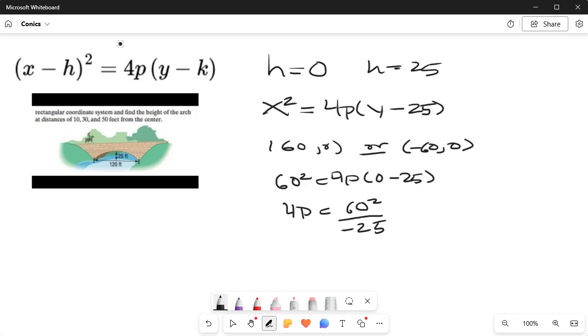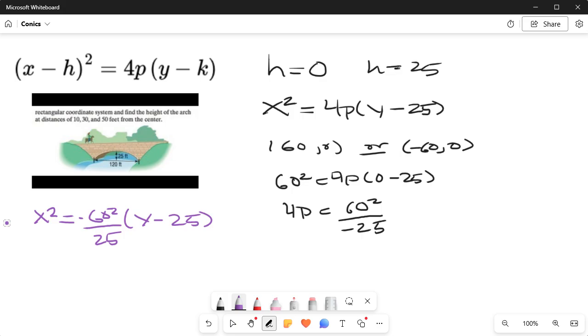Now, that presents the equation in a different light, because now the equation is going to be x squared equals negative 60 squared divided by 25, multiplied by y minus 25.